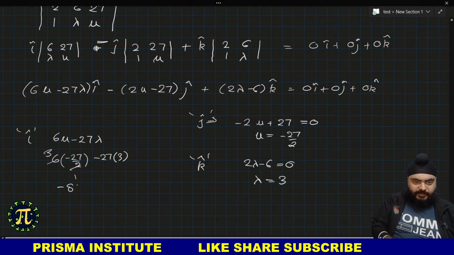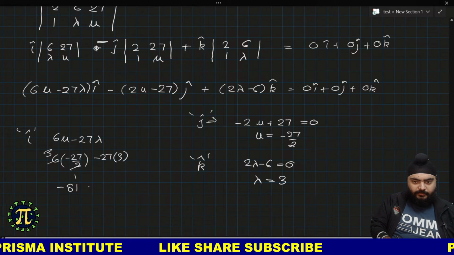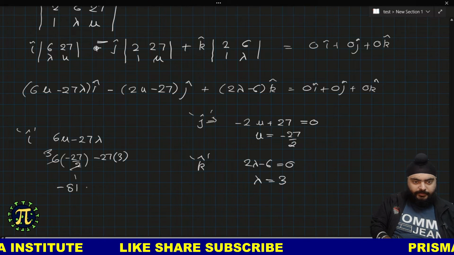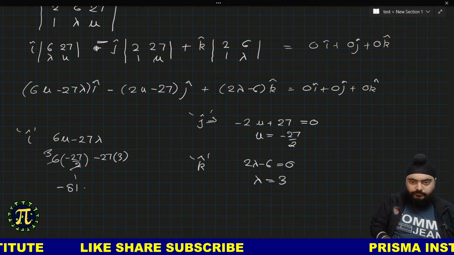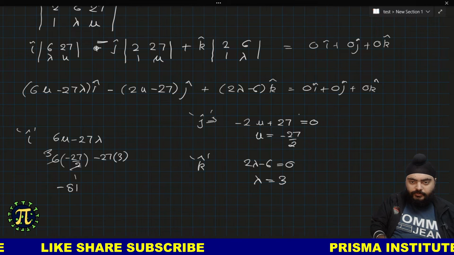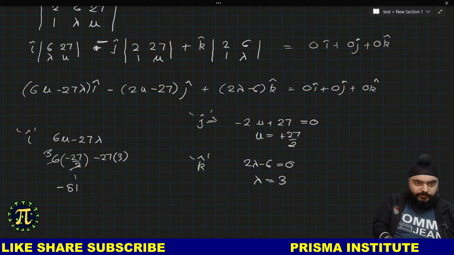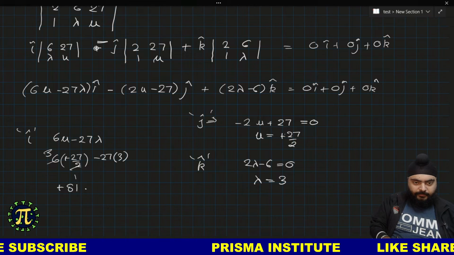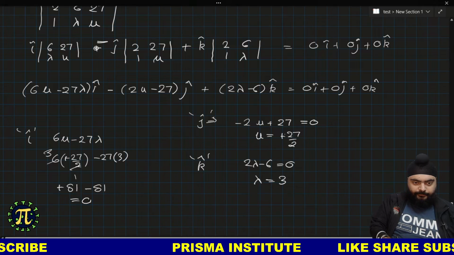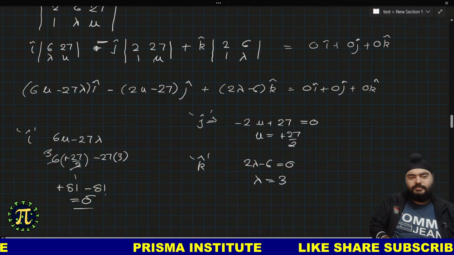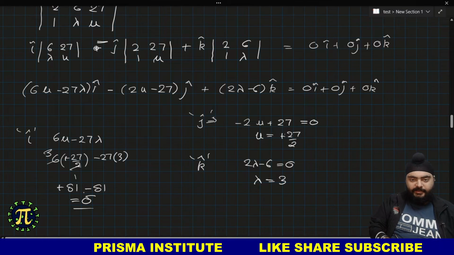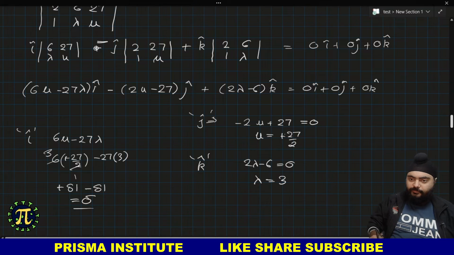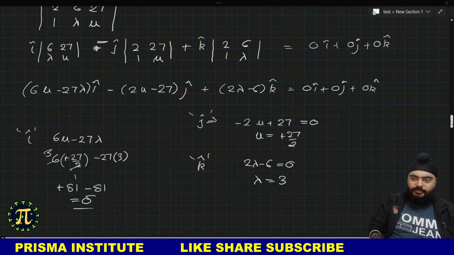So minus 81, and so this is plus 27 by 2. So this is plus 81 minus 81, which is 0. Okay, so which satisfies that this is a null vector, right? So we got lambda and nu. This is method 1. So this was a slightly long method.